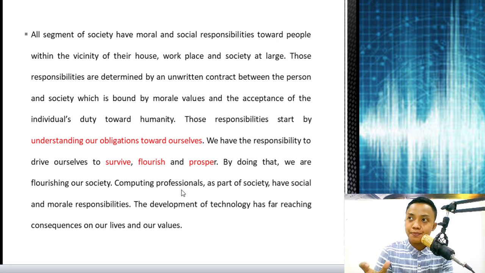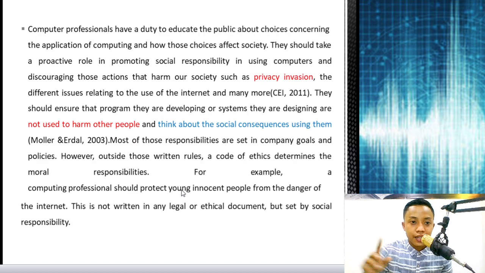Kaya nga po, ano pa ang dapat natin gawin para makatulong tayo sa kanilang pag-aaral? We should make a decision right now na makakatulong sa kanilang buhay. Hindi po yung para lang po sa ating buhay. Computer professionals have a duty to educate the public about choices concerning the applications of computing and how those choices affect society. They should take a proactive role in promoting social responsibility in using computers and discouraging those actions that harm our society, such as privacy and evasion.